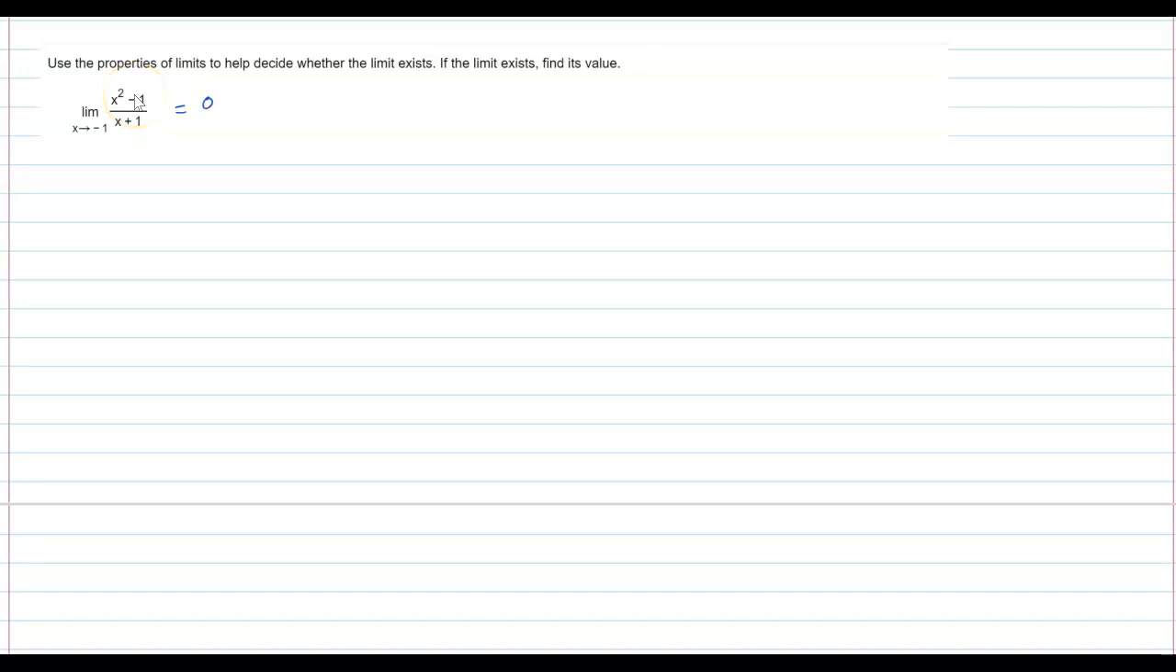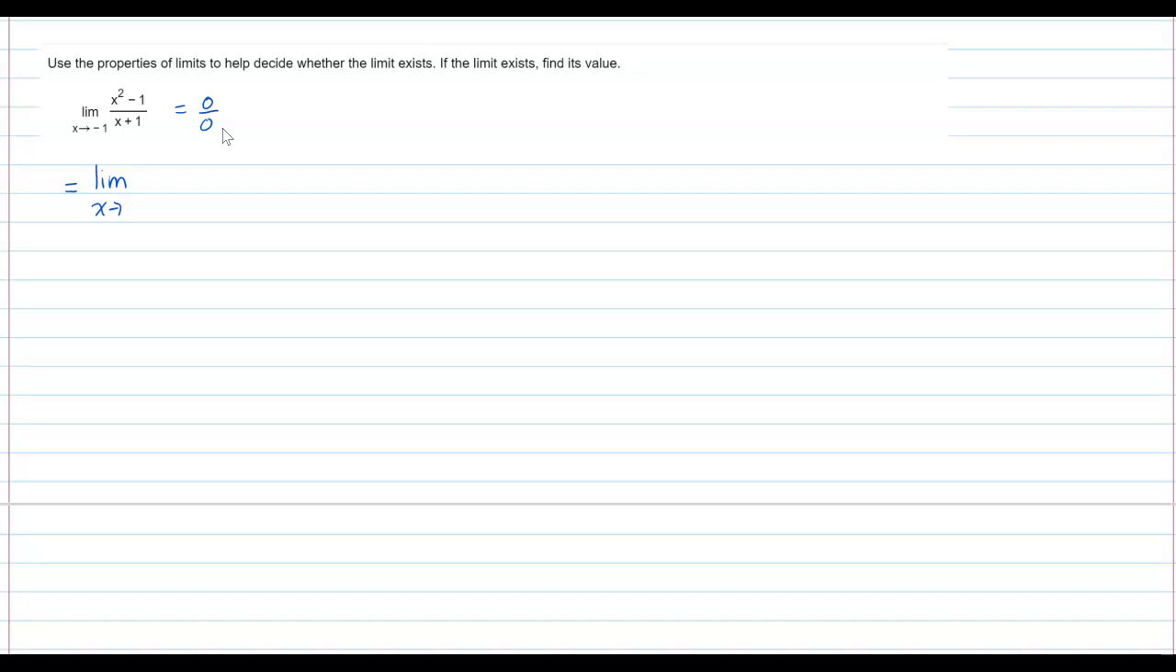So you get 0 over, and then the denominator is also 0. If you get a 0 over 0, that's indeterminate. So in that case, if you have something like that, you would need to factor the expression that can be factored.